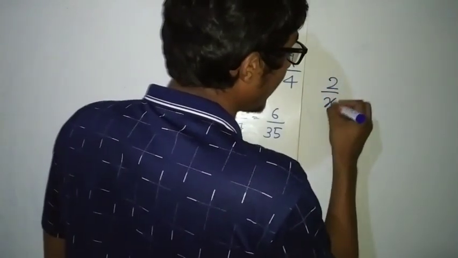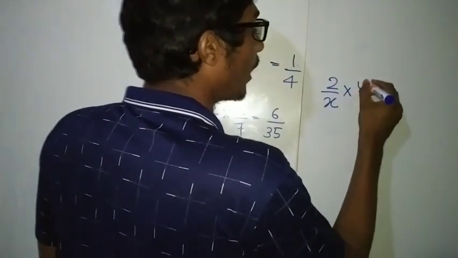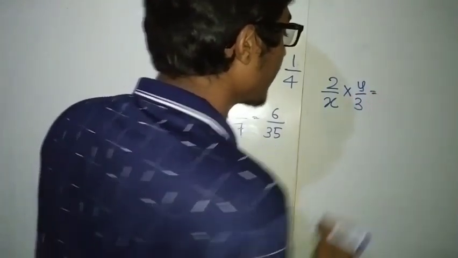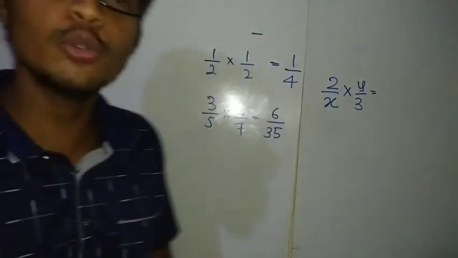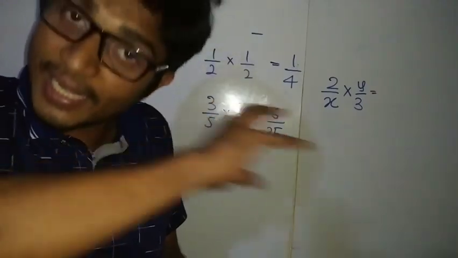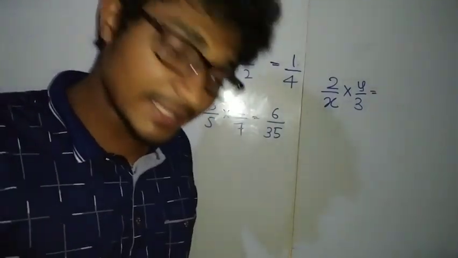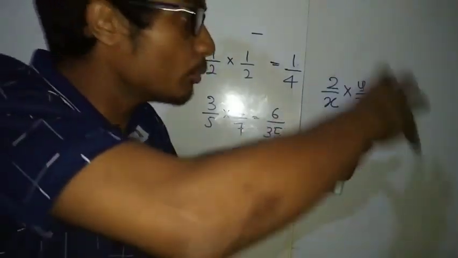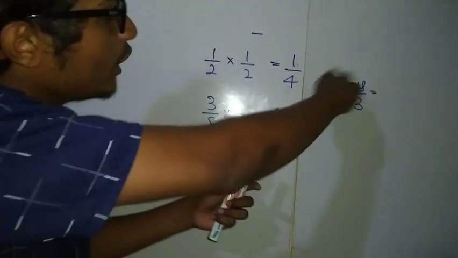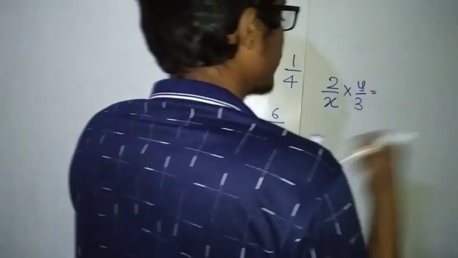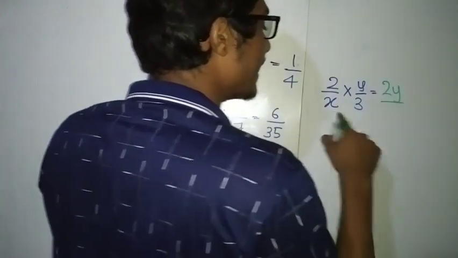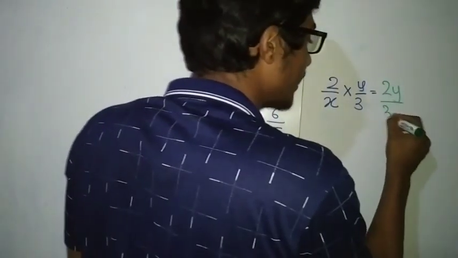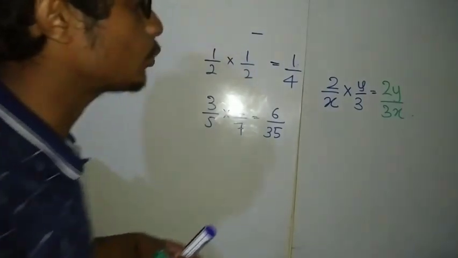2 divided by x multiplied by y over 3. Suppose I have a problem like this. Initially you multiply the numerators separately and you multiply the denominators separately. Please mark the word separately, because you multiply all the numerators together. 2 into y is going to be simply 2y, and x into 3 is going to be simply 3x. So this is how it works.